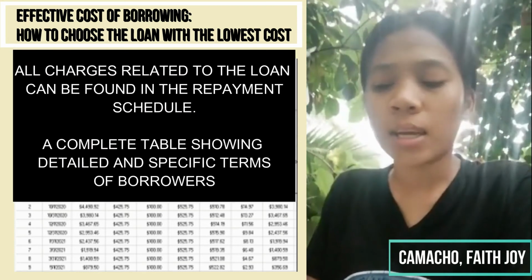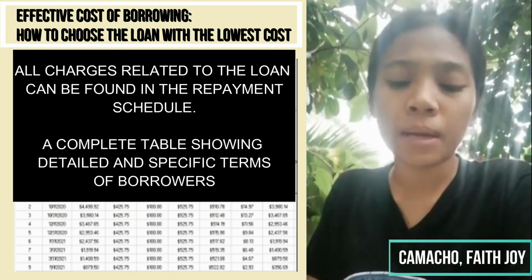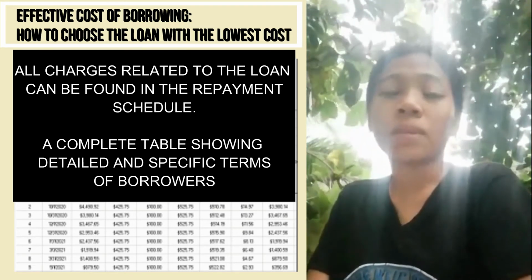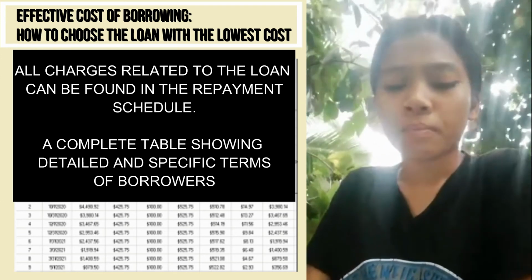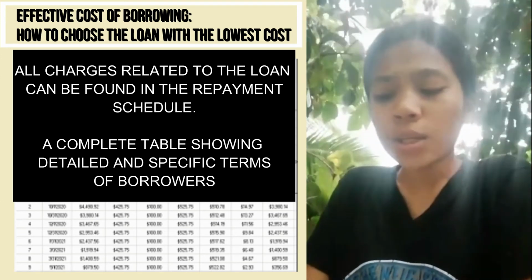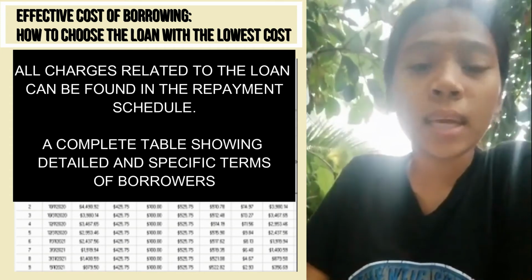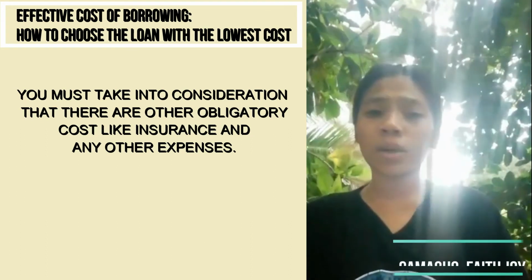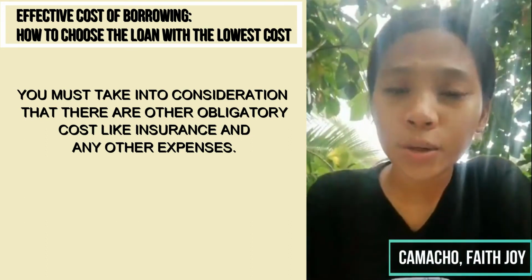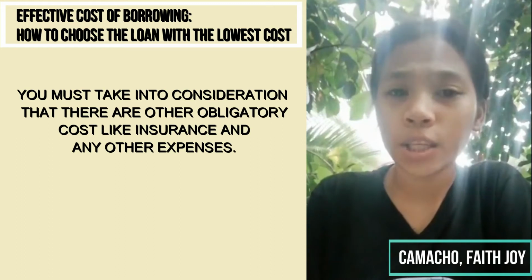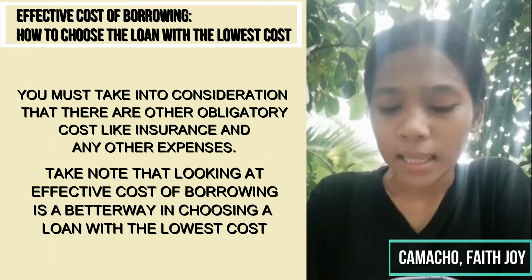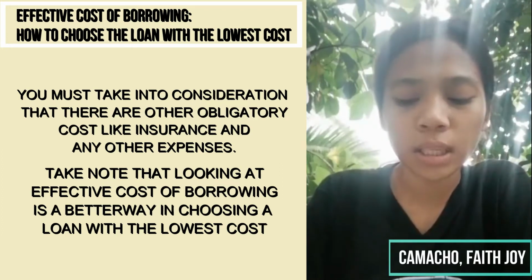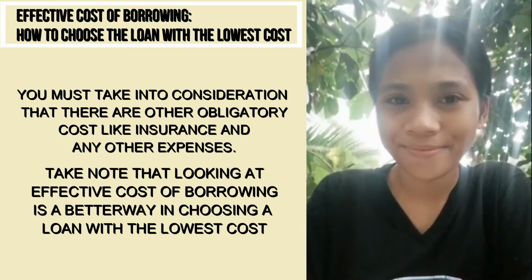All the charges related to the loan can be found in the repayment schedule or the complete table showing the detailed and specific terms of borrowing. You can also request from the financial institution the repayment schedule. You must take into consideration that there are other obligatory costs, the insurance, and other expenses. Take note that looking at effective cost of borrowing is a better way in choosing the loan with the lowest cost.